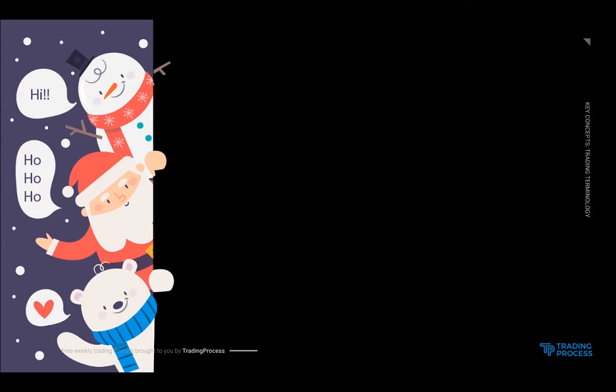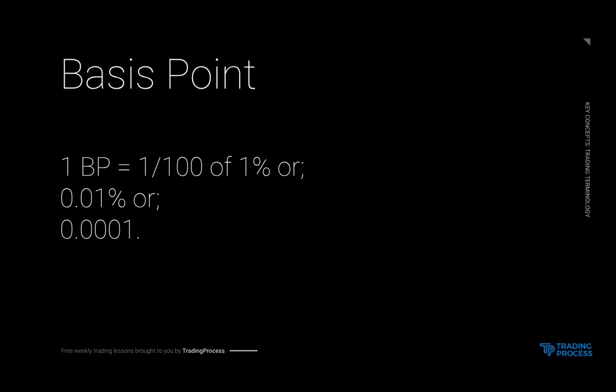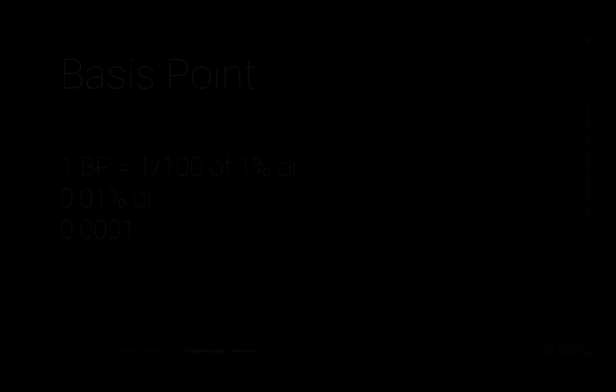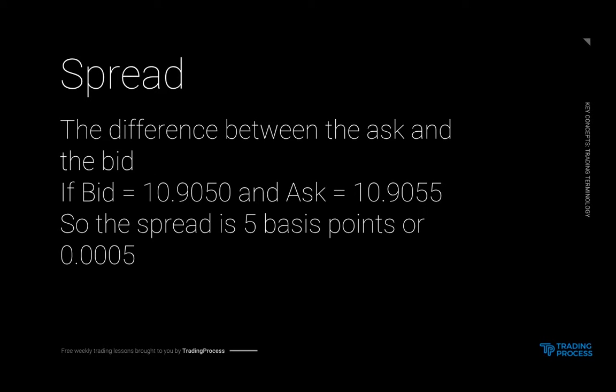Today, we're going to talk about key concepts. The first subject that we are going to talk about is trading terminologies. 1 basis point is 1/100th of 1%, or 0.01%, or 0.0001. A spread is the difference between the ask and the bid price.